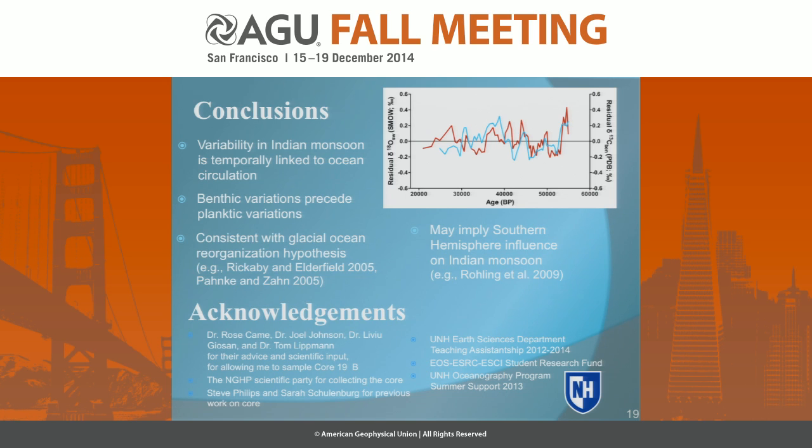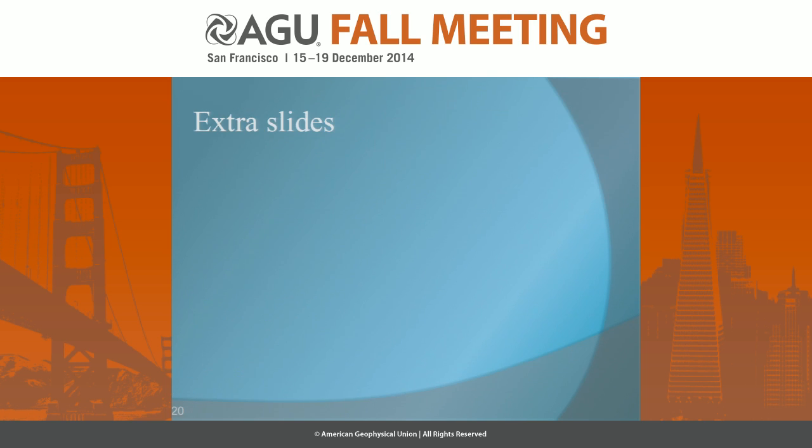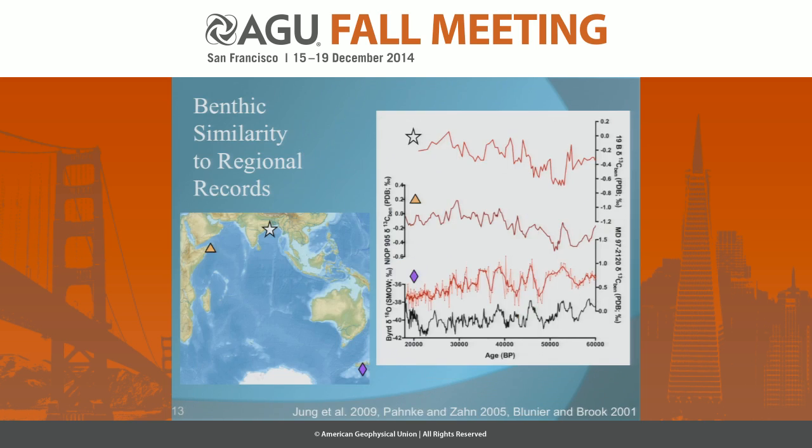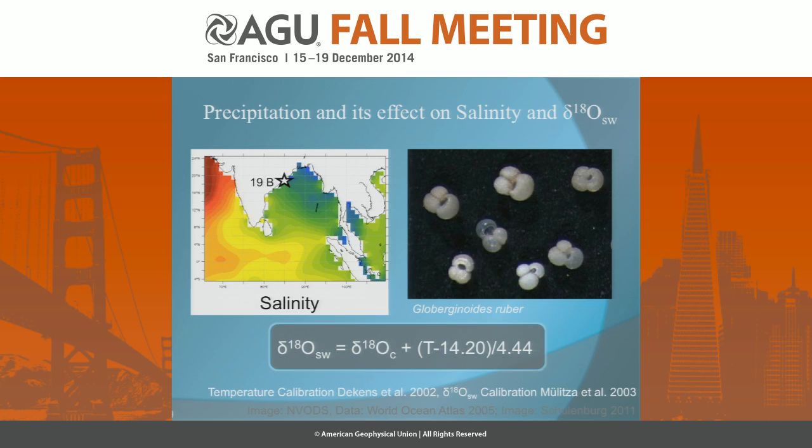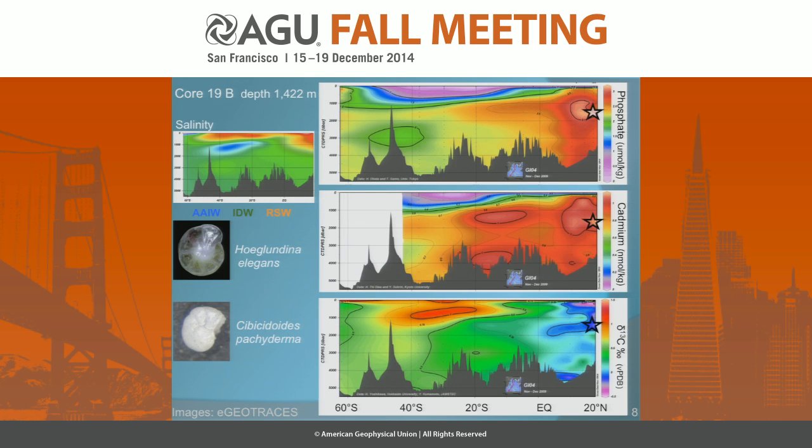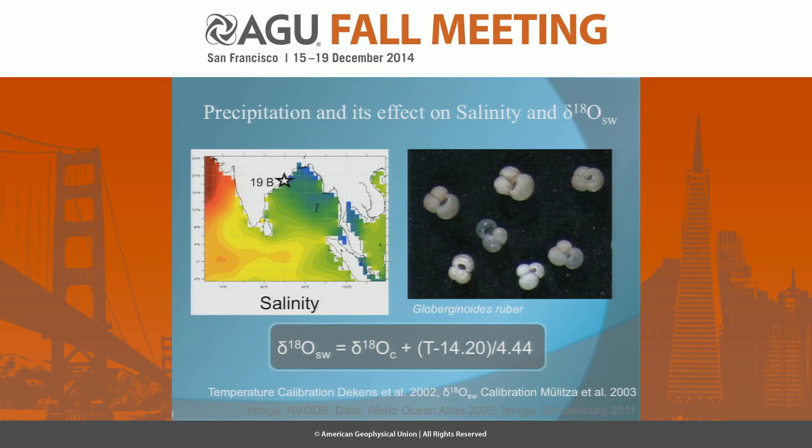Thanks. Maybe I missed this. How did you get the delta O18 of the seawater? Oh, yeah. So, can I flip back? I took magnesium calcium for temperature. And I also did the stable isotopes of the forams.